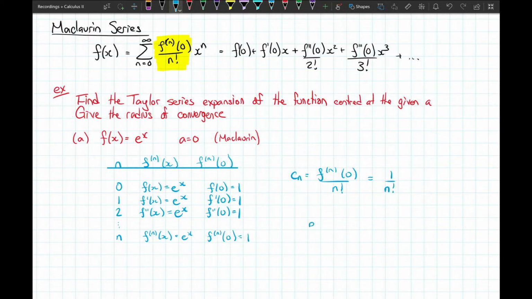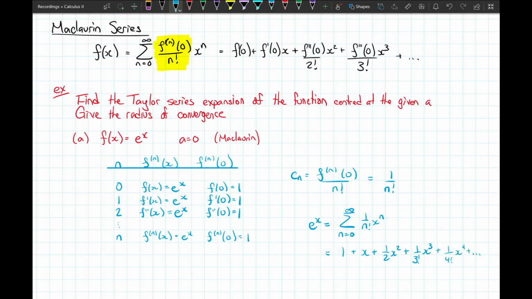That tells us that e to the x can be represented as the power series from n equals 0 to infinity of 1 over n factorial times x to the n. If we wanted to expand out the first few terms, that means that e to the x is equal to 1 plus 1 over 1 factorial times x to the 1, well, that's just x, plus 1 over 2 factorial x squared, well, that's just 1/2 x squared, plus 1 over 3 factorial x cubed, that's 1 over 6 x cubed, and so on.